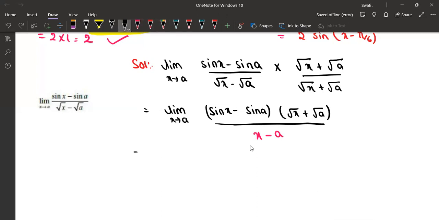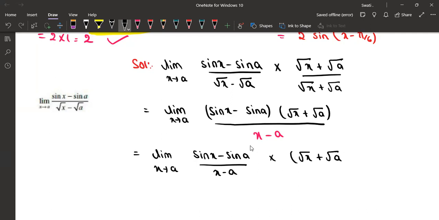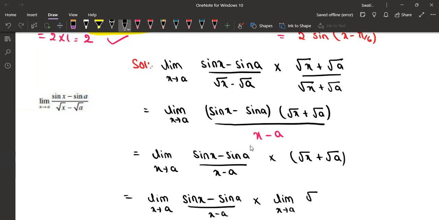All right. So now I can write this as limit x tends to a of sine x minus sine a upon x minus a, and then into root x plus root a as it is. Now, there is one rule that we know: the limit will get distributed. So the limit will be with sine x minus sine a upon x minus a, and with this as well, limit x tends to a root x plus root a.